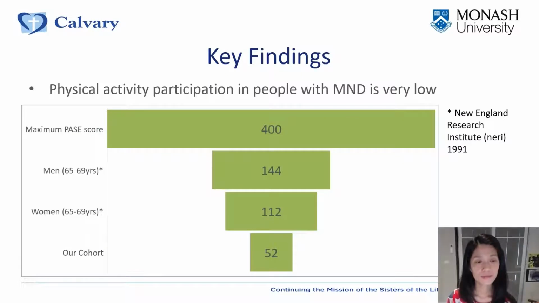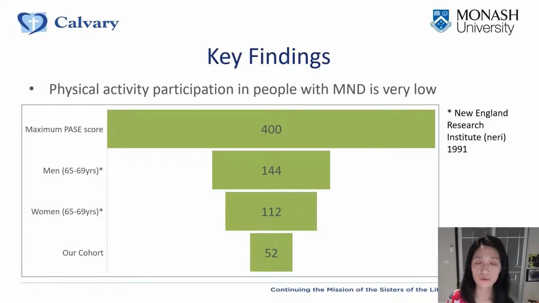So our study results show that physical activity participation in people with MND is in fact very low. You can see here the maximum PASE score is about 400. Normative data for men aged between 65 to 69 was 144, and for women of the same age group was 112. Our cohort mean PASE score was only 52. Now, these normative data were taken from the original paper, which was published back in 1991.